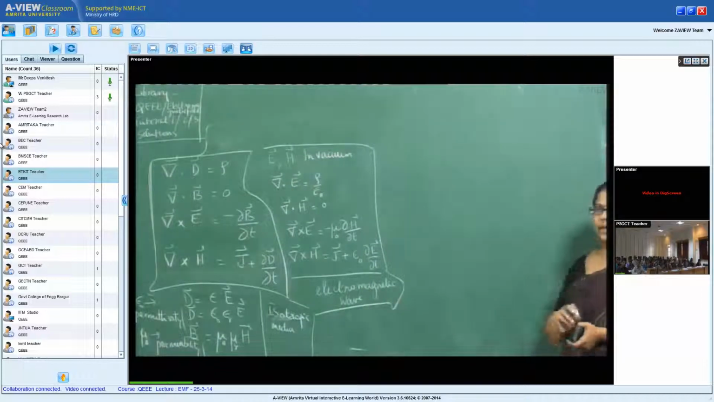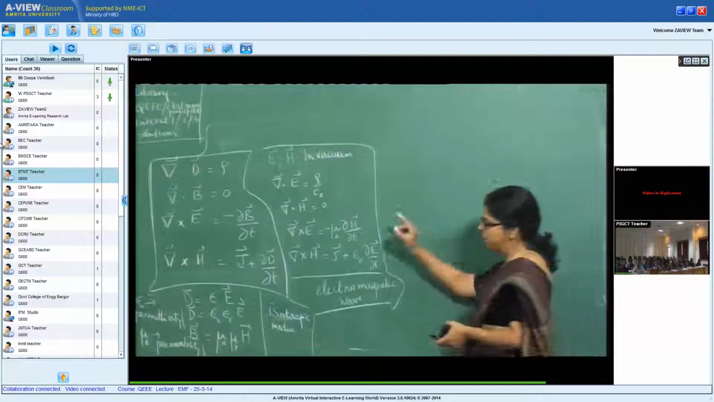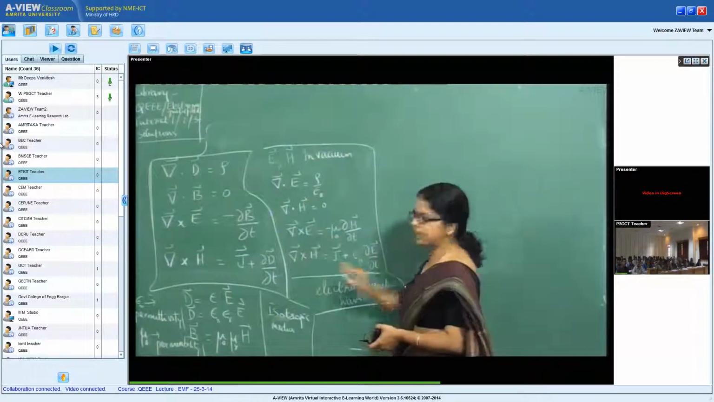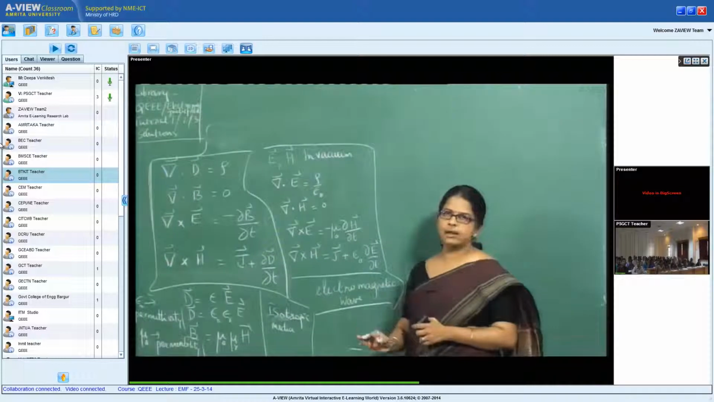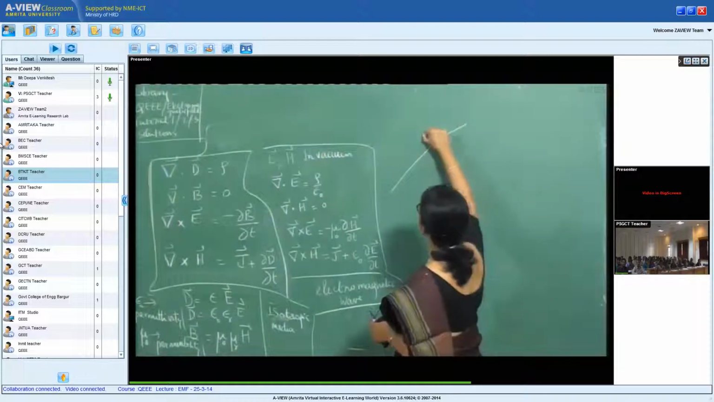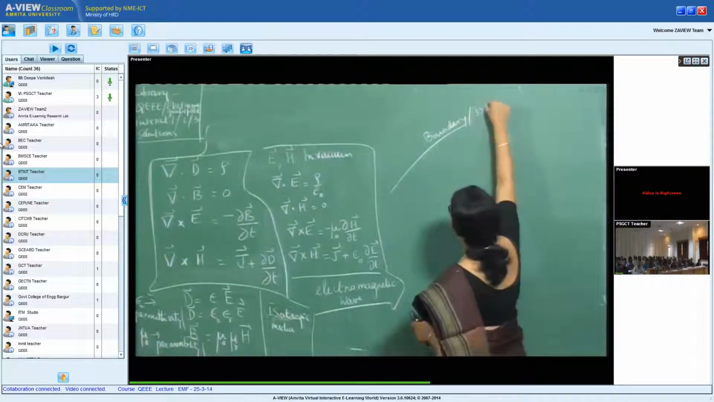But before we even get to the electromagnetic wave, you would like to know how these E and H are going to behave whenever there is a boundary or interface.